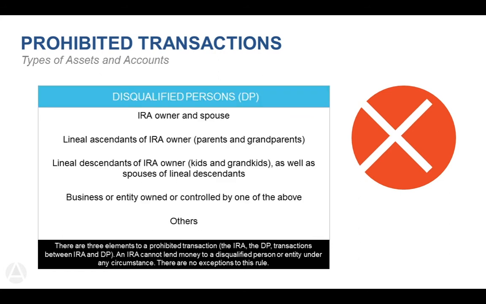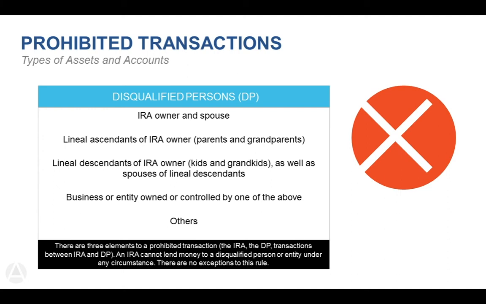Now, I said that the IRS does not define what you can invest in with the exception of those prohibited investments, but they do define relatively specifically whom you cannot invest with. These are called disqualified persons. Now, the IRA owner and the spouse are off limits.